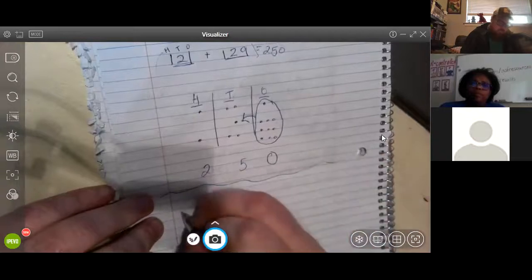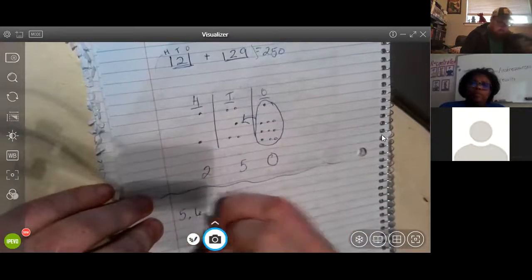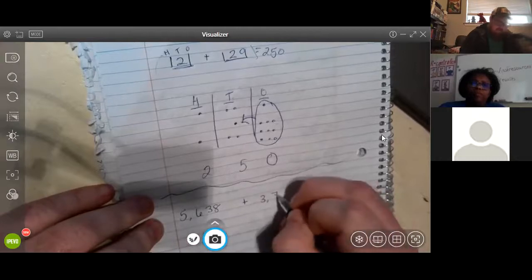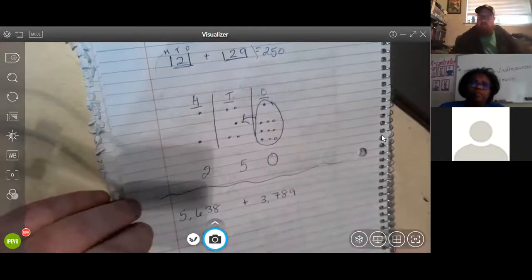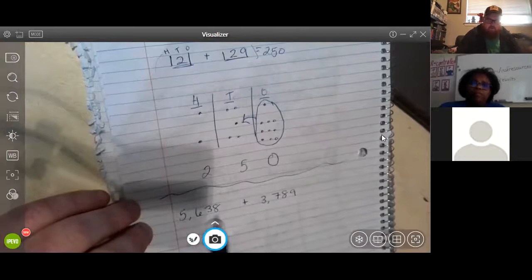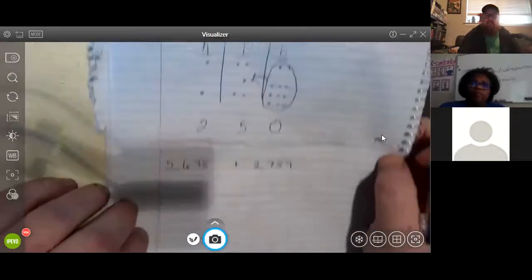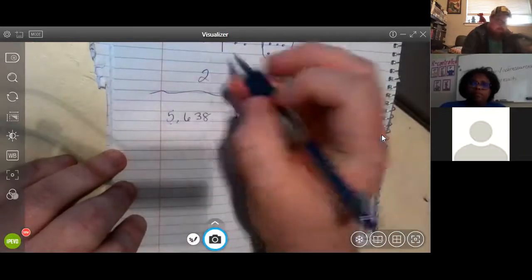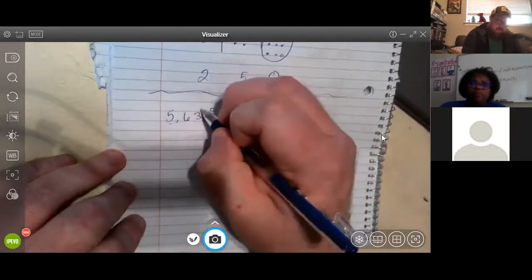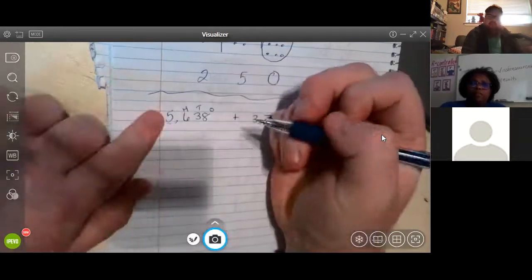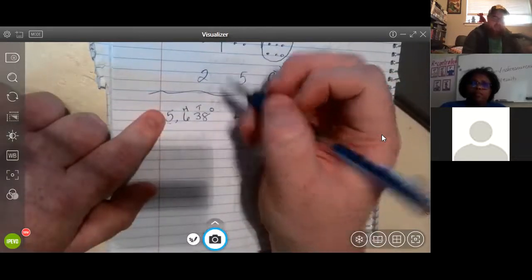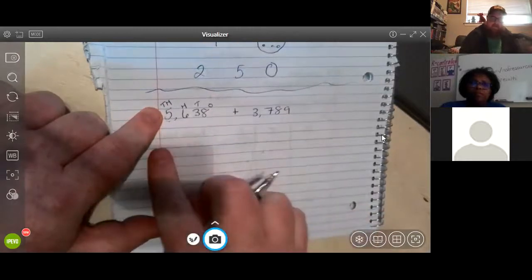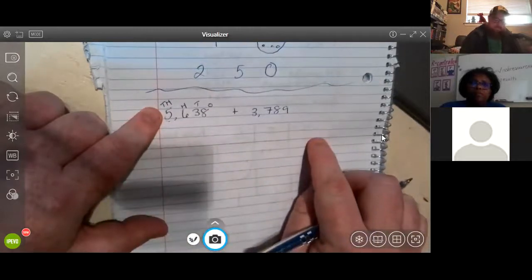Let's look at the problem 5,638 plus 3,789. Well, I have 4 numbers, so that means I need 4 groups. So we need to label our numbers. Ones, tens, hundreds, and that 5 is in the thousands place. So we're going to go ahead and make those numbers out.